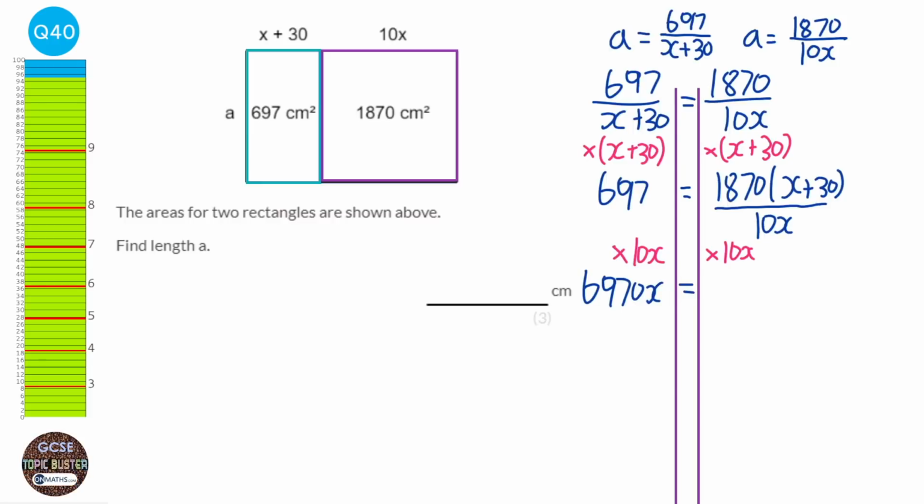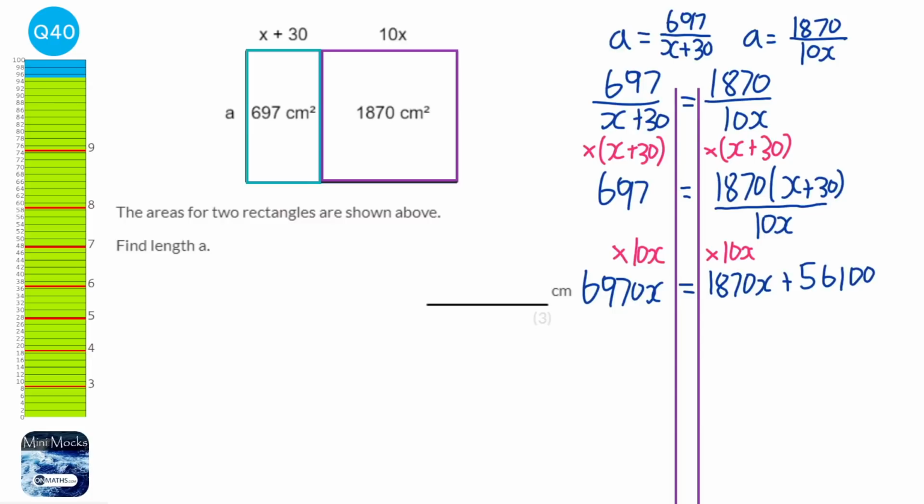So let's expand while I'm here. So that would be 1870x plus, what's it, 56,100. I believe that's right. Yep. Okay, so now we've got x's on both sides.